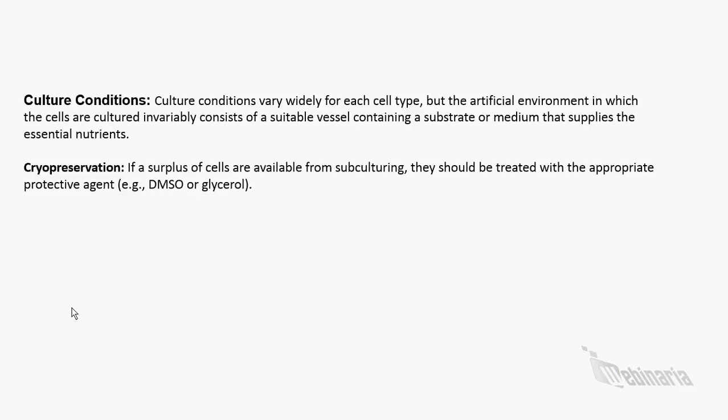Culture conditions are very important. Culture conditions vary widely for each cell type. The artificial environment in which the cells are cultured invariably consists of a suitable substrate containing a basal medium that supplies the essential nutrients, for example, amino acids, carbohydrates, vitamins, and minerals, growth factors, hormones, and gases, oxygen or carbon dioxide, and regulates the physiological environment, for example, pH, osmotic pressure, and temperature. Most cells are anchorage dependent and must be cultured while attached to a solid or semi-solid substrate. We call these adherent cells, while others can be grown floating in the culture medium, which is called suspension culture.